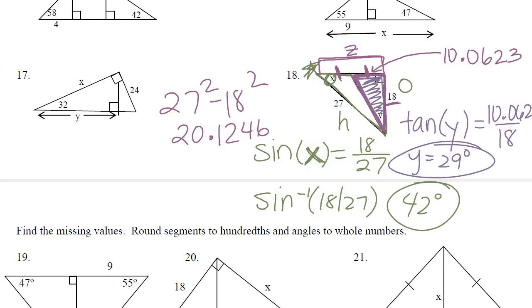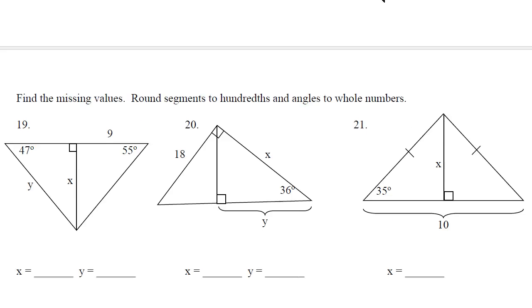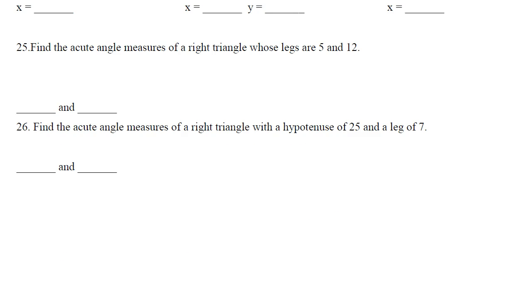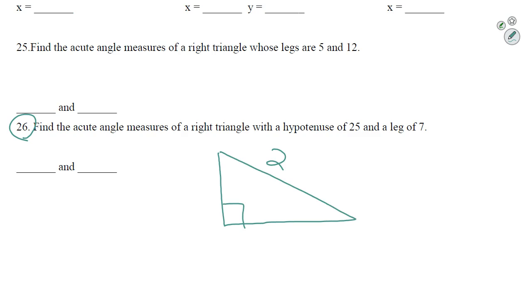The last one I'm going to do is 26. It's not a hard problem. You might just have been confused about the wording on that one. Find the acute angle measures of a right triangle with hypotenuse 25 and leg 7. So it's really just asking for these two angles. It's asking for the missing angles. When you have a right triangle and one of the angles is already 90, then the other two left over, they're both acute angles. That's what it's asking for. Just choose which one you're going to look for first.